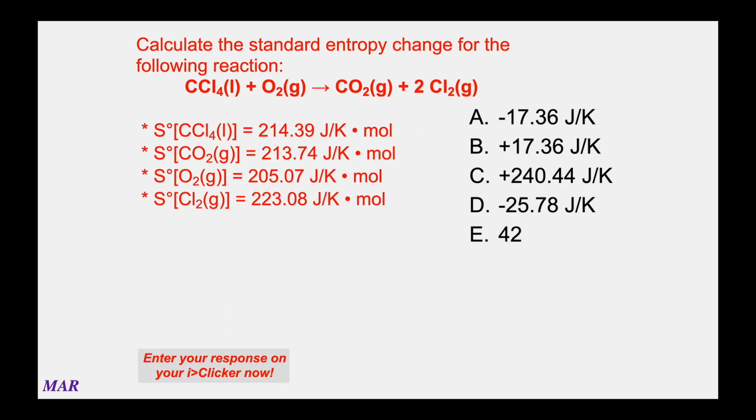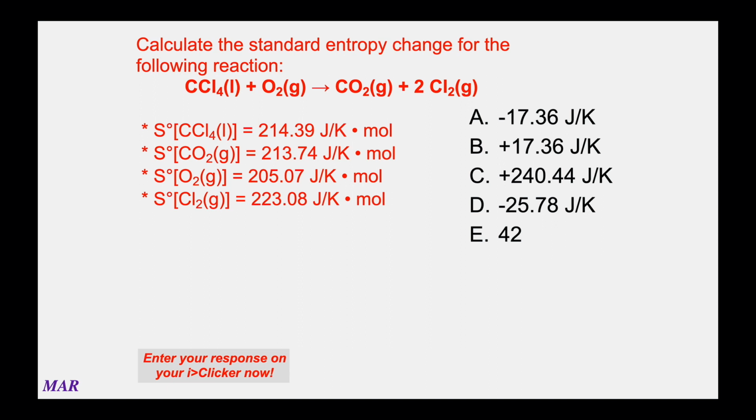This question states, calculate the standard entropy change for the following reaction. This is a reaction where carbon tetrachloride reacts with oxygen to make CO2 and chlorine gas. And there are 4 entropy values listed right there. See if you can remember what we talked about in lecture to calculate the entropy change for this reaction. I recommend you pause the video, work on it, and when you're ready, you can unpause it. We'll talk about it. Pause the video now.